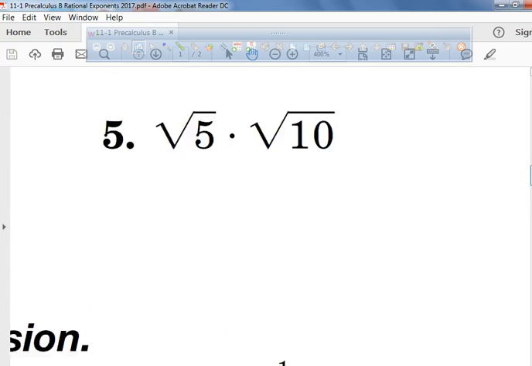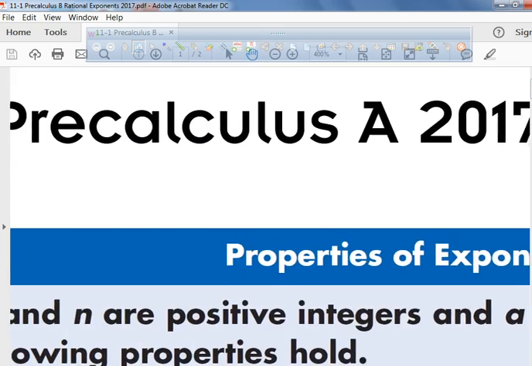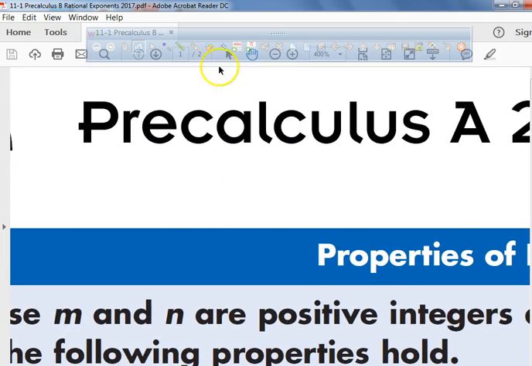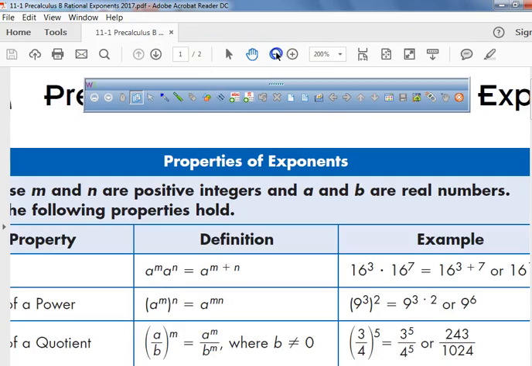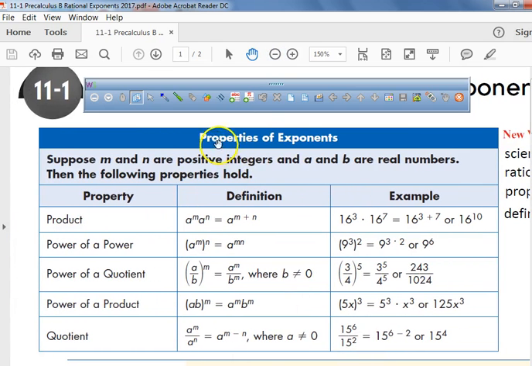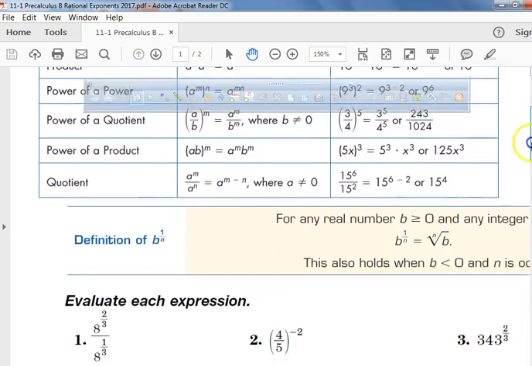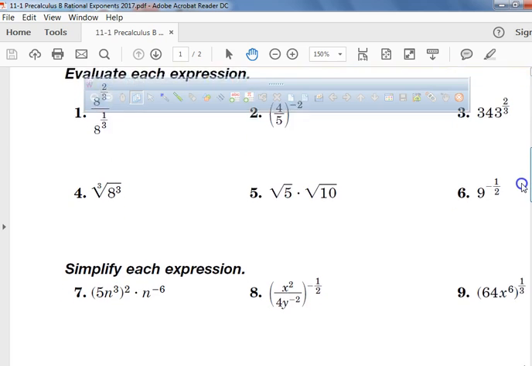Alright, everybody, today we are dealing with what's called rational exponents. Now, properties of exponents. I'm going to zoom out a little bit. Here's all the properties of exponents. If you wanted to, you could pause the video right now and copy all of this down. But I'm sure you don't want to do that right now because you've already done that. So right now we're going to focus on how to use them.